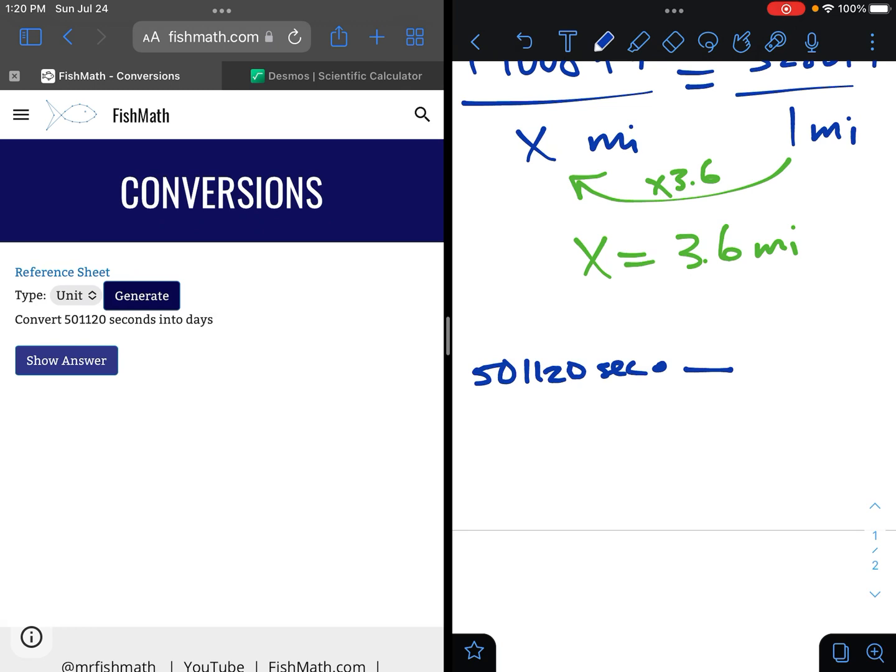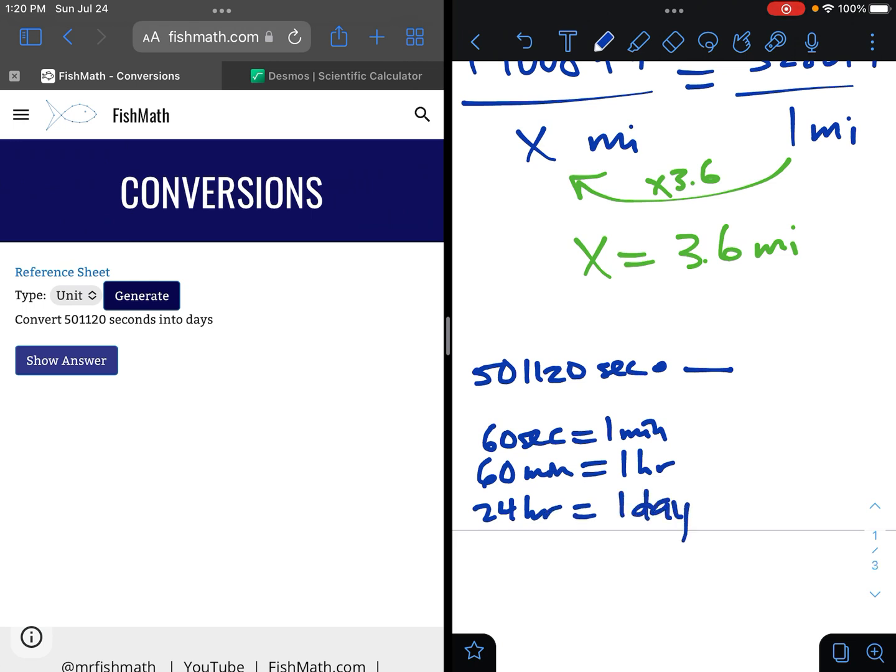So in order to do that, we have to multiply by something that's equal to 1 that somehow converts the units. So I know that there's 60 seconds in 1 minute, there's 60 minutes in 1 hour, and there's 24 hours in 1 day. So those are equal, which means I can do something like this. I can put 60 seconds here and 1 minute here, and because those two things are equal, when I divide them, it would be 1. So I can multiply by this fraction here because it equals 1. That allows us to change the units.